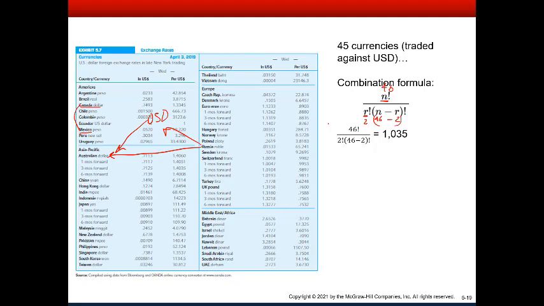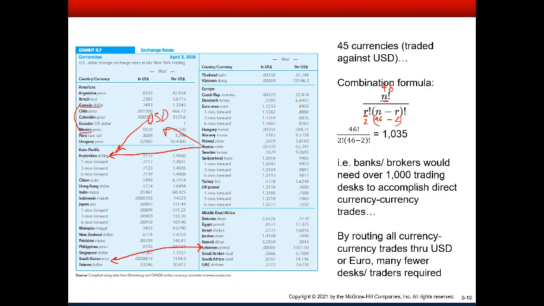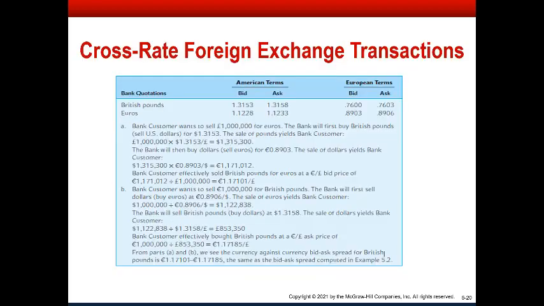Now, a lot of those cross transactions, there might not even be transactions in a particular day. You know, how many people have Lebanese pounds and need to go into South Korean won, for example? So it's going to make a lot more sense just to have 45 markets set up and 45 traders. Most banks will have one trader specializing in each of the major currencies versus the dollar. So instead of having 1,000 desks and 1,000 traders, they only need 45 in this example. So it works out to be more efficient.